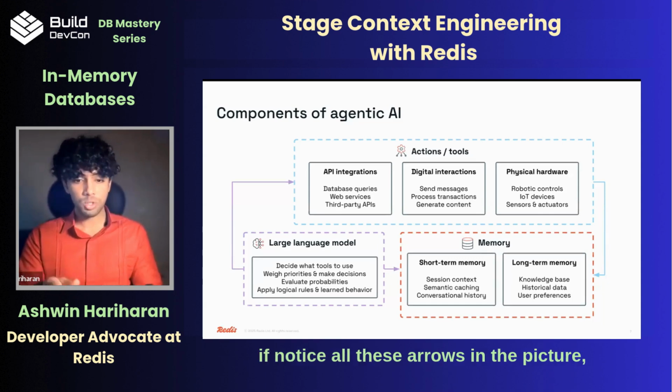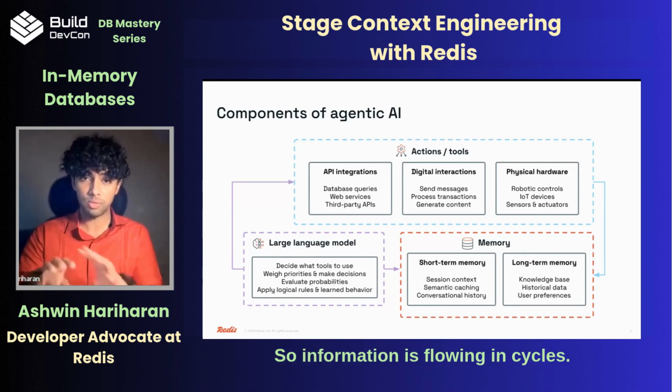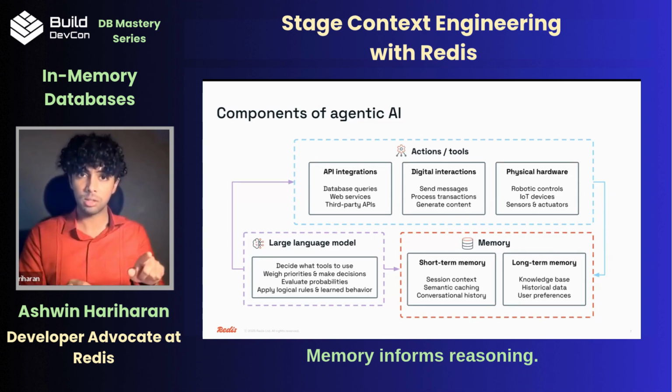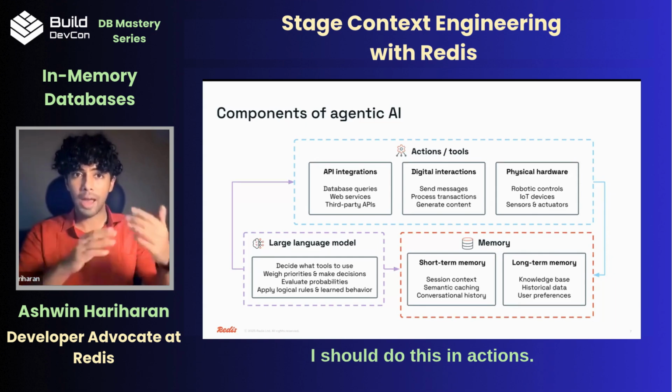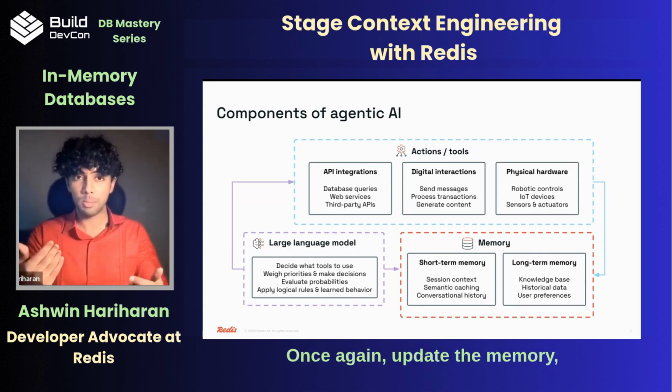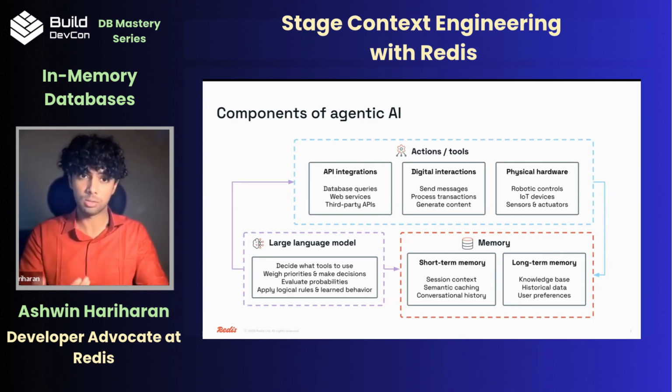Okay. Now, if you notice all these arrows in the picture, this is not a linear pipeline. Information is flowing in cycles. Okay. Memory informs reasoning. Reasoning triggers actions: I should do this. And actions once again update the memory, in that maybe the agent learned something through its actions, right?